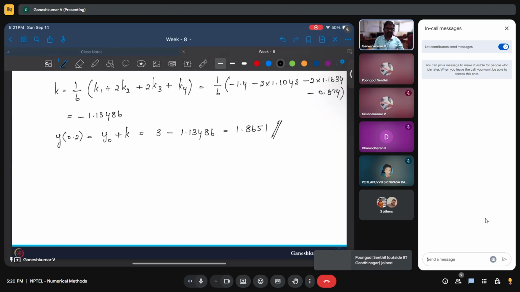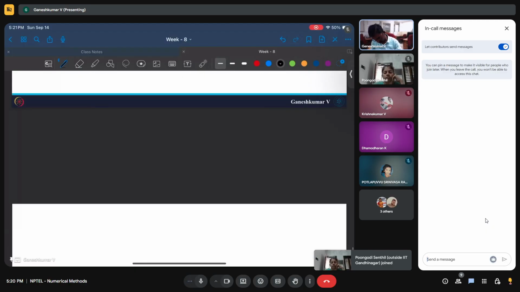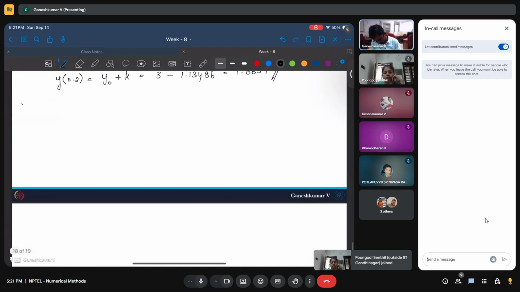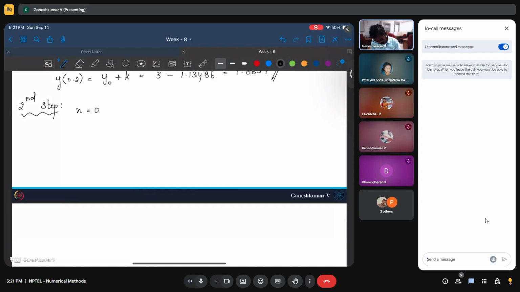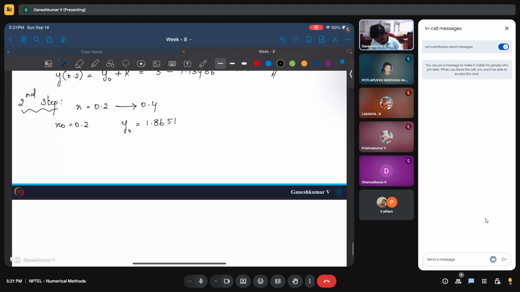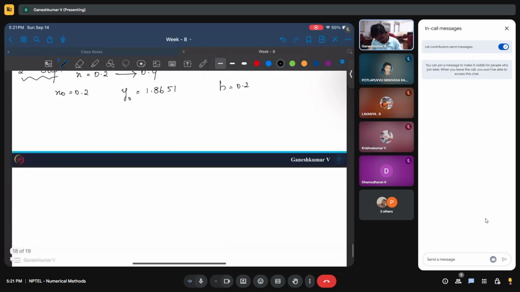Now we need to do the same thing for x equal to 0.4. Let's do it. Second step, where x varies from 0.2 to 0.4, x naught is 0.2, y naught is 1.8651, and h is 0.2.